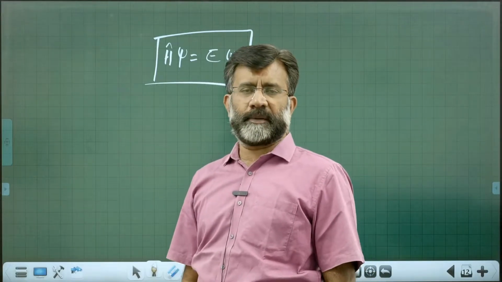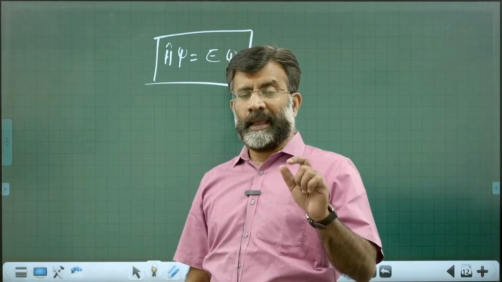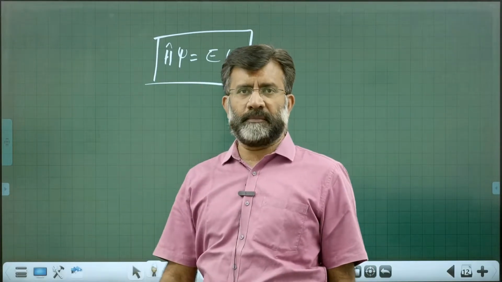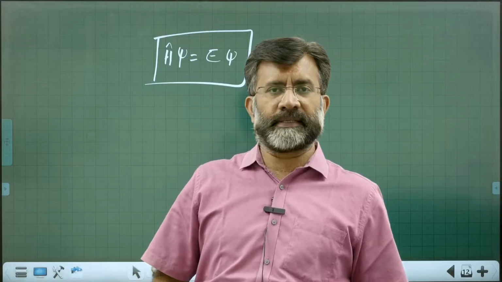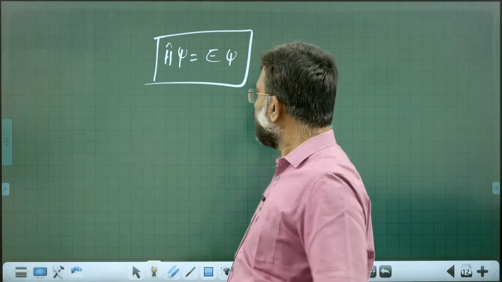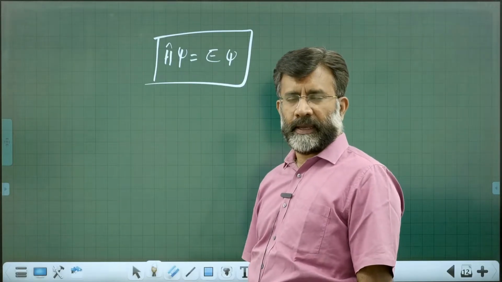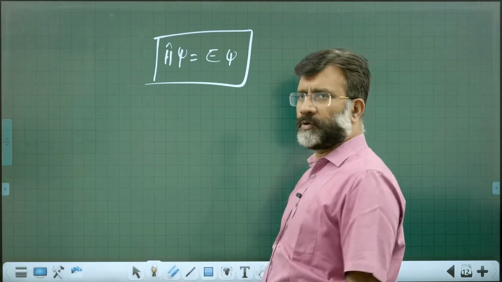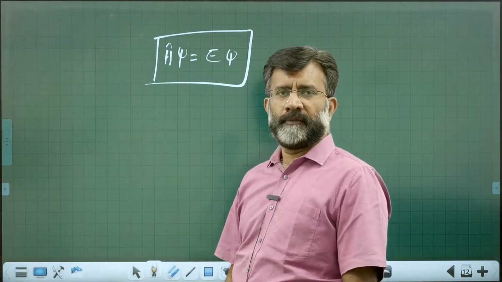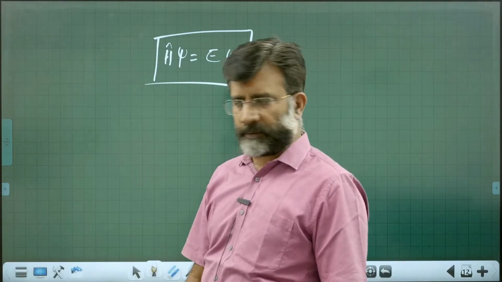H cap is a mathematical operator called the Hamiltonian operator. Psi means wave function. It is the amplitude wave function. E means energy. So H cap psi is equal to E psi. This is the simplest form of the wave equation, the Schrödinger wave equation.